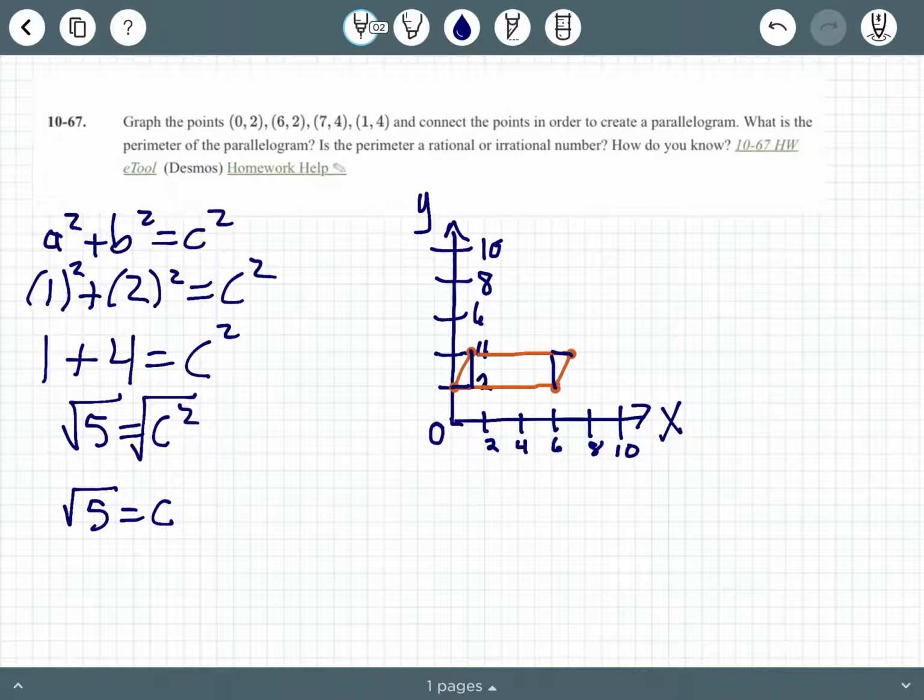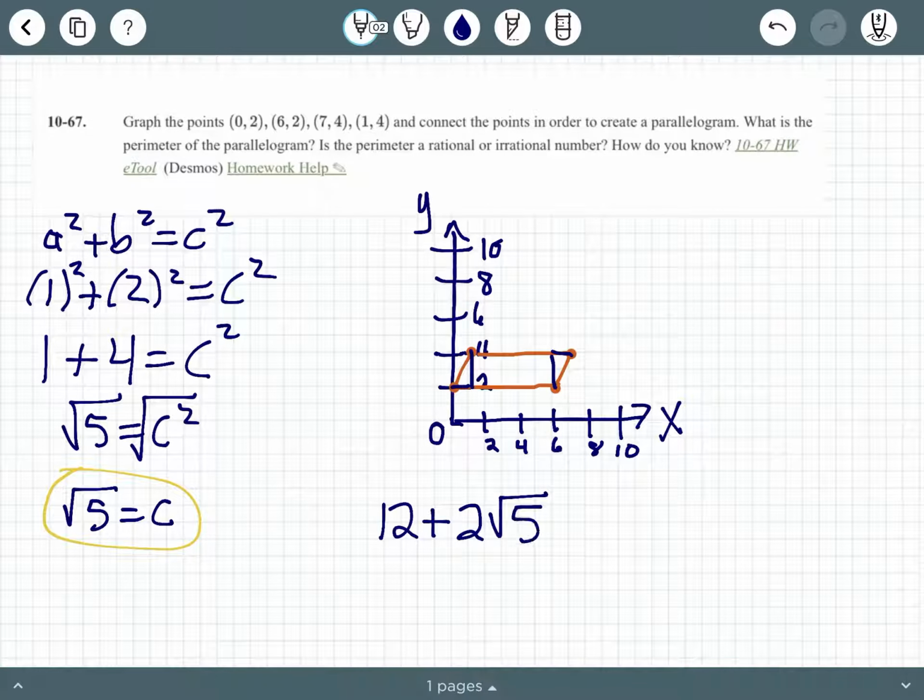All right, so let's go ahead and put this all together. I know that this side and this side are both 6, right? So 6 plus 6 is going to give me 12. So we're going to do 12 plus, now keep in mind this diagonal that we found here, that's only good for 1. But we have 2 diagonals, so we want to make sure that we account for that. So we're going to do 12 plus 2 times the square root of 5.